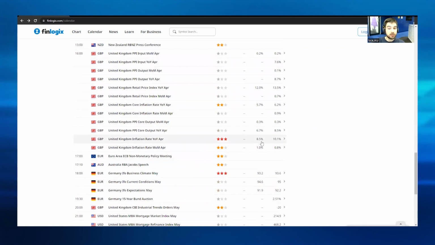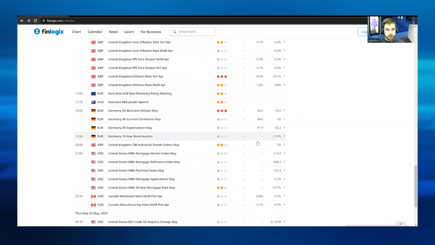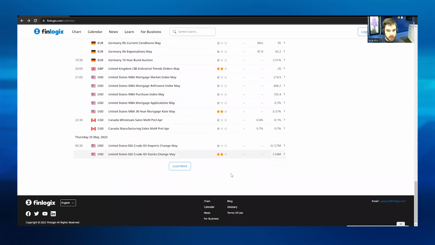We're expecting a huge decline on inflation on UK, right? So if it comes lower than expected, we will have a very, very weak GBP. If it comes higher than expected, we're going to have a very strong GBP, all right? We're going to have IFO business climate on German or Euro.